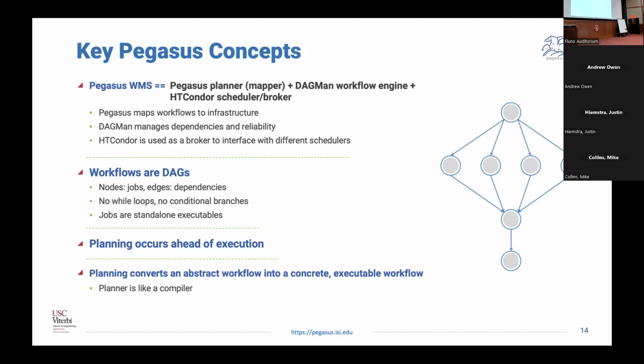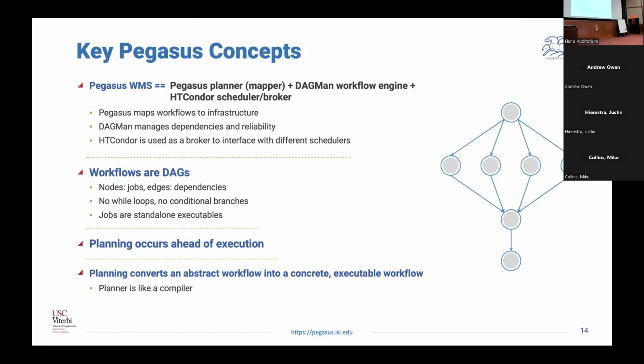Jobs, as Christina mentioned in her tutorial earlier this morning, are standalone executables. So for any job that needs to be executed as part of a workflow, you describe an executable that's associated with the job, the arguments, and so forth.